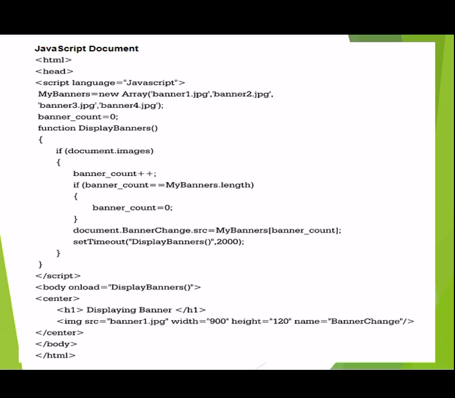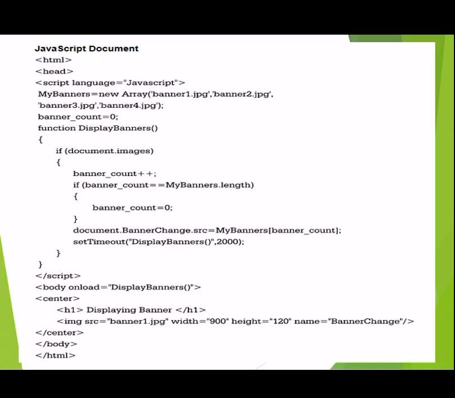So banner 1 is at array index 0, and banner 4 is at array index 3, and the size, that is the length of your array, is 4. Initially you will take one variable banner_count, and you will set its value to 0, that is your zeroth position banner, banner 1. So banner_count is equal to 0.